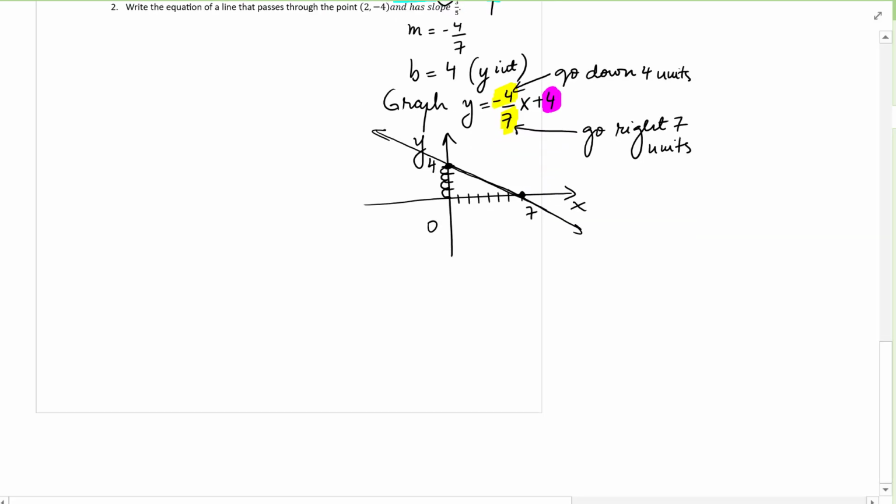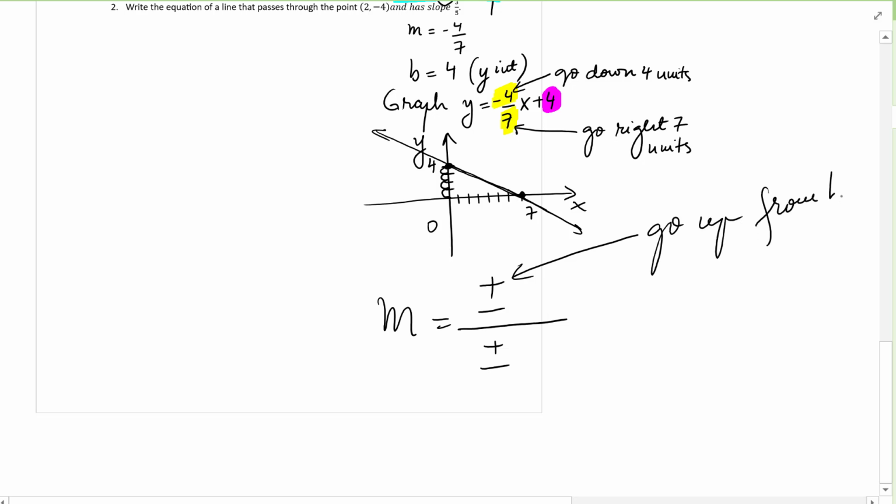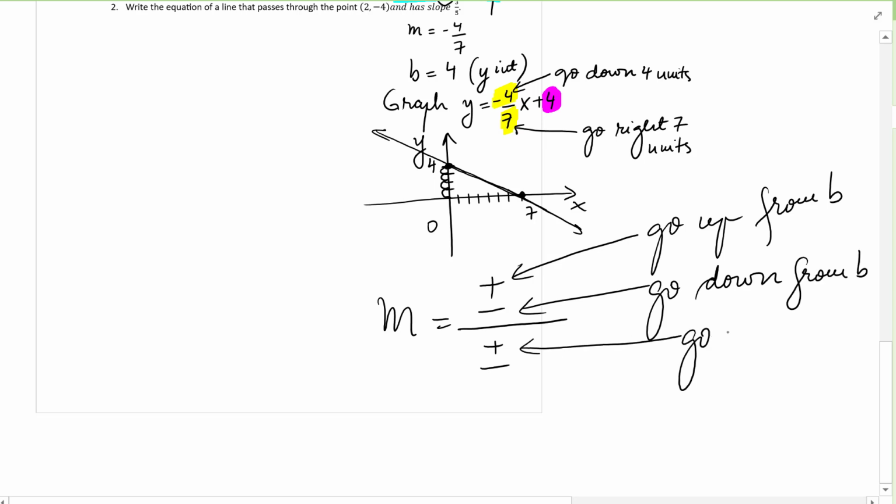So keep in mind, when we have m equals a number over another number, it can be positive or negative. If the numerator is positive, we go up from b. If it's negative, we go down from b. If the denominator is positive, we go right from where we ended up at the numerator. So when we went down, we got to the origin, and then from there we went 7 units. So it's not from b, it's from where you are left with the numerator. And if it's negative, we go left.